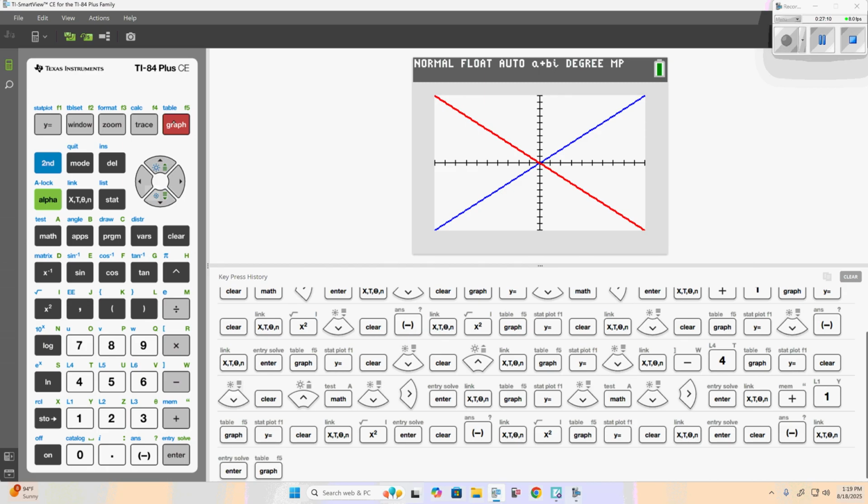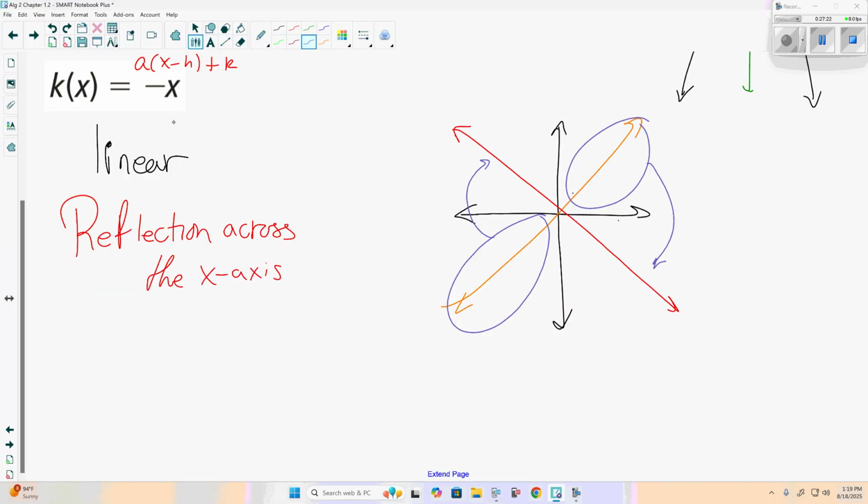Questions on this here? Funny enough, with lines, especially the parent function, reflection across the x and y axis does the exact same thing. Because by definition, it would be moving all the points from here to here, and all these points from here to there.